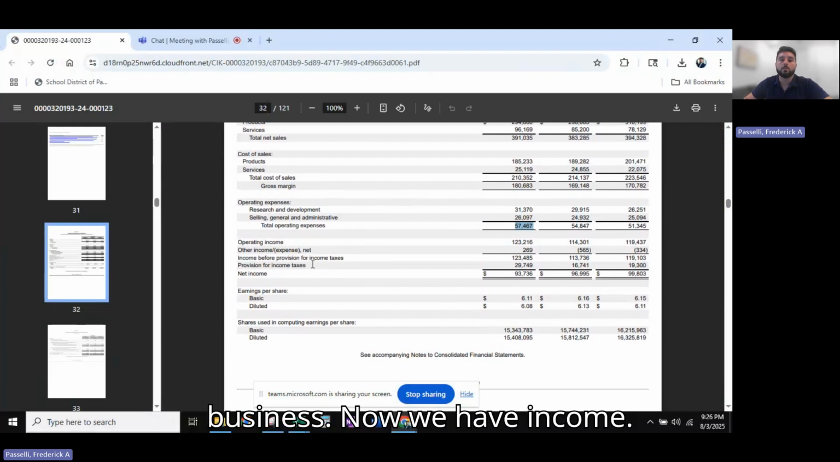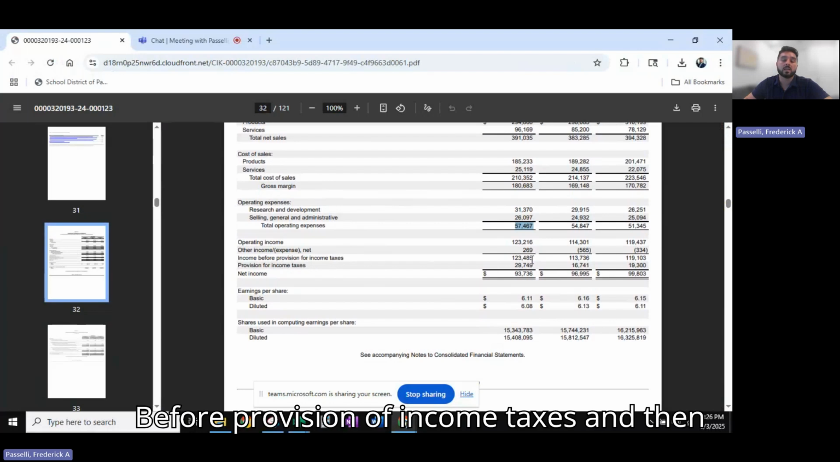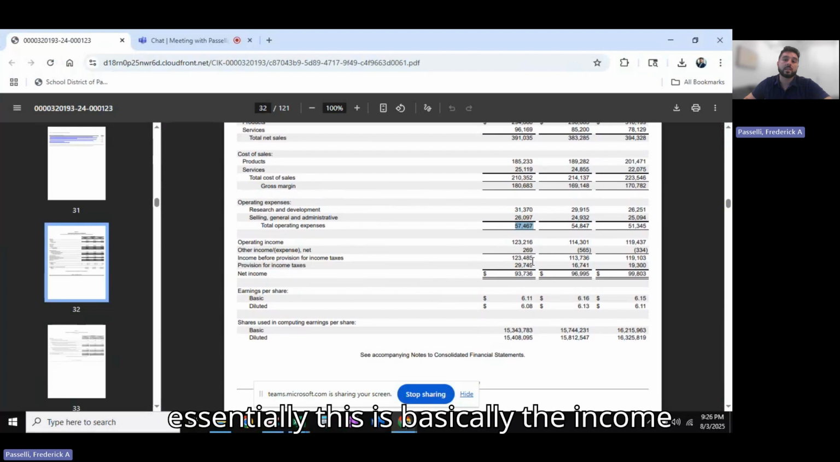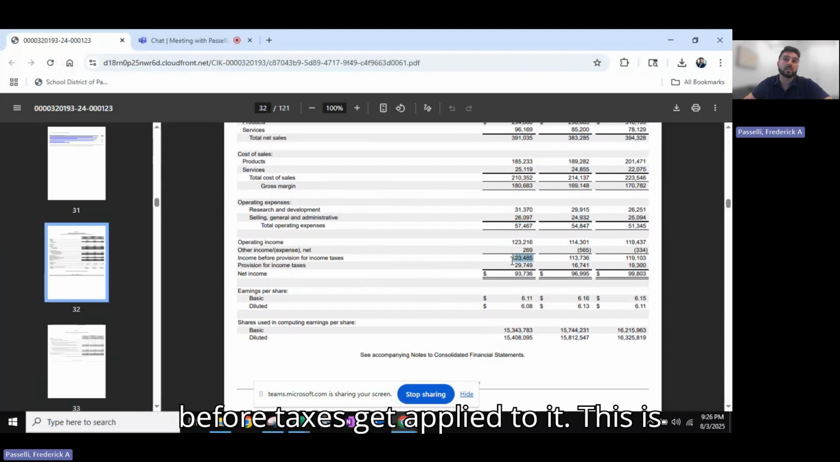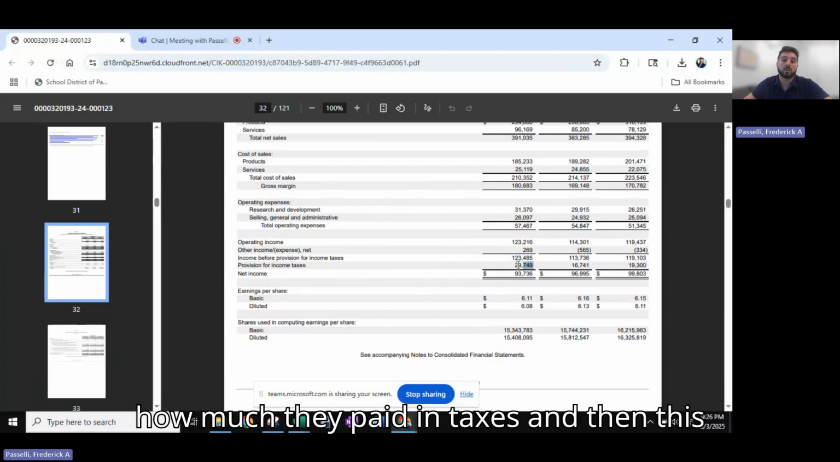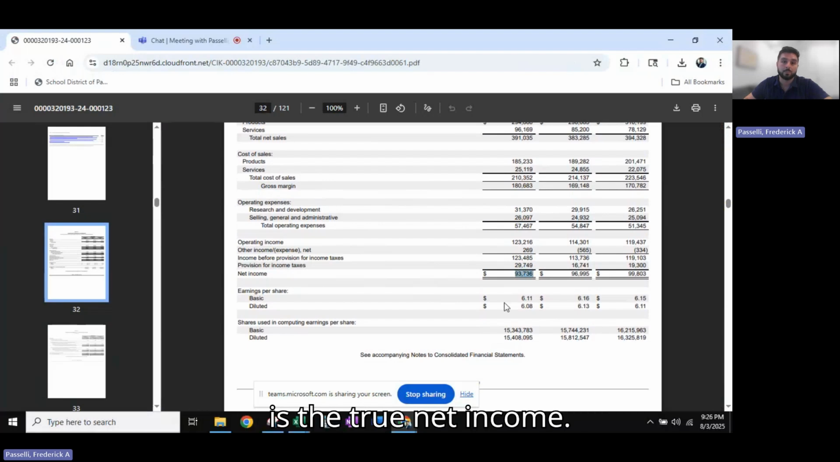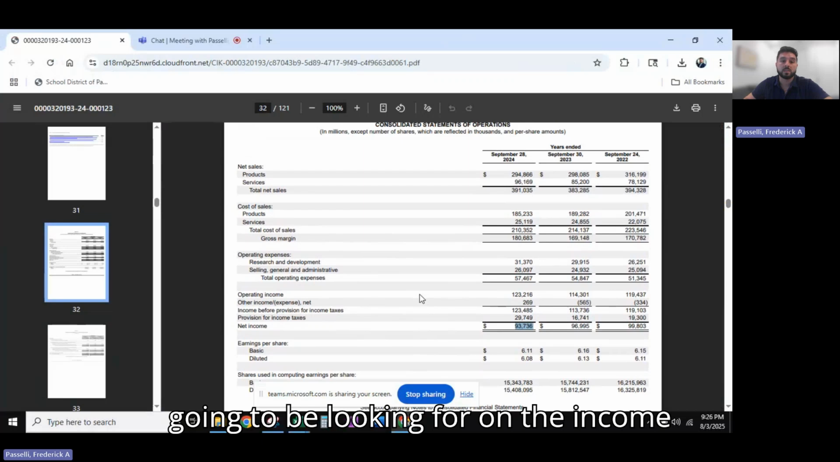Now we have income before provision for income taxes, and then we have provision for income taxes. Essentially, this is the income before taxes get applied to it. This is how much they paid in taxes, and then this is the true net income. Net income is normally what we're going to be looking for on the income statement.